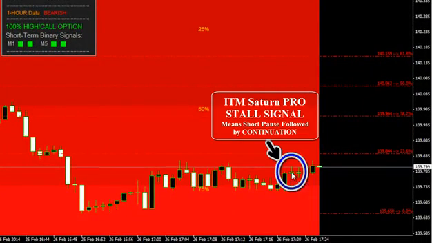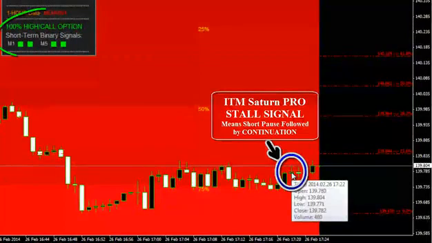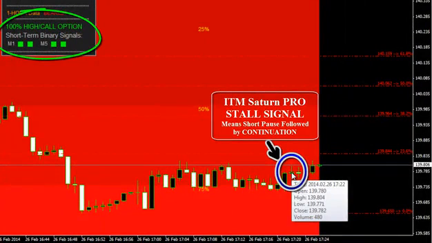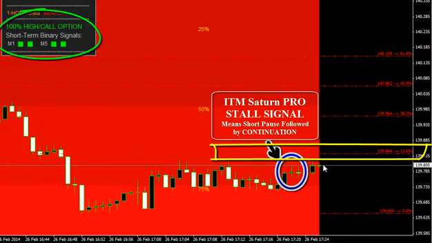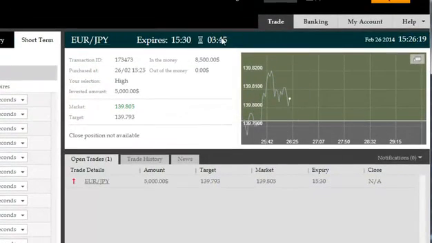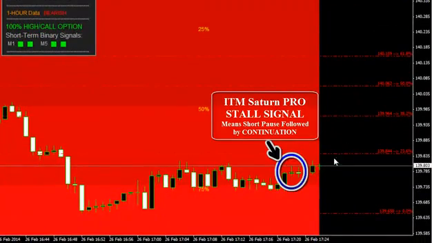Furthermore, you have 100% high call option probability on M1 and M5 timeframes shown to you by ITM Saturn PRO, with the next Fibonacci target also showing as 23.6% or 139.844 according to the fibs drawn by ITM Saturn PRO. This is a classic example of taking a high probability trade on, say, a comfortable 5-minute time frame that ensures that you have optimal entry. A stall signal is particularly useful in these situations.